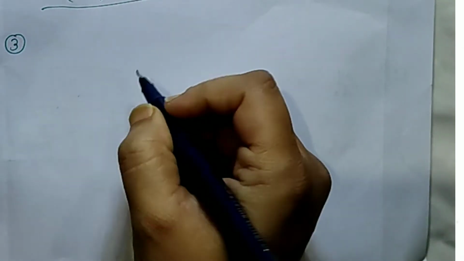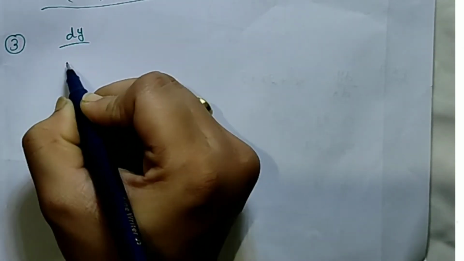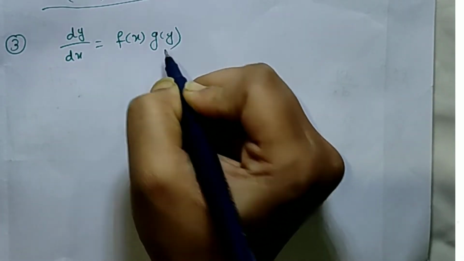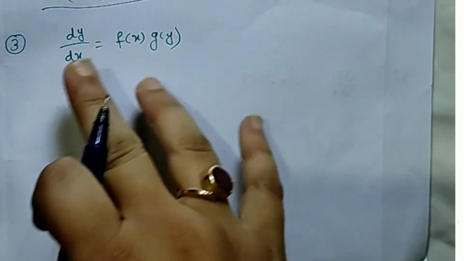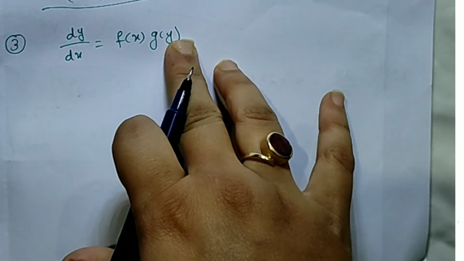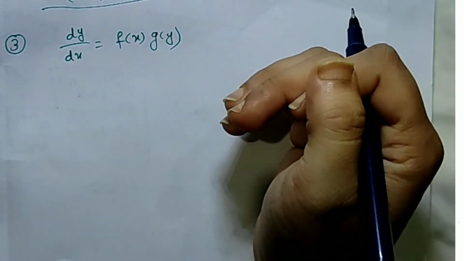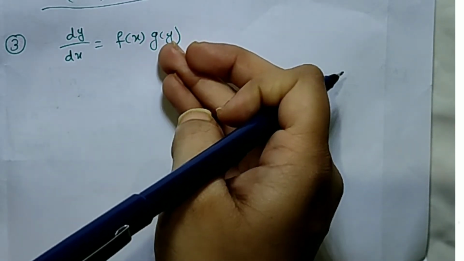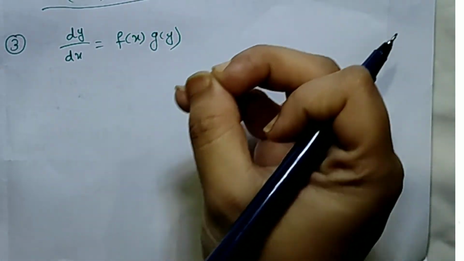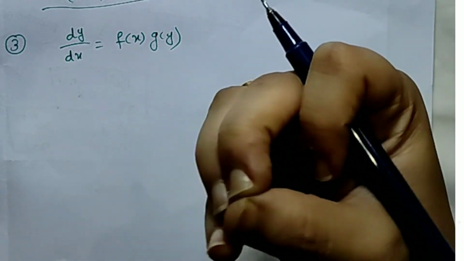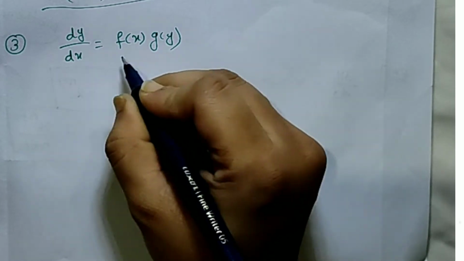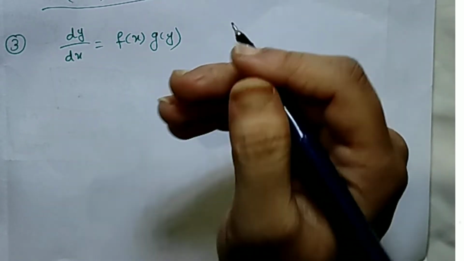The third form is dy by dx is equal to f of x into g of y. When there is only a function of x, we multiply by dx on the right hand side to find the solution. Or when we have only a function of y, we divide by g(y) on the left hand side to find the solution. After integrating, we can find the solution. But in this case, both functions are in multiplied form. So what do we have to do?